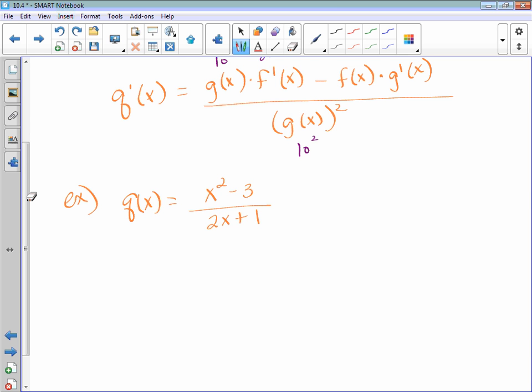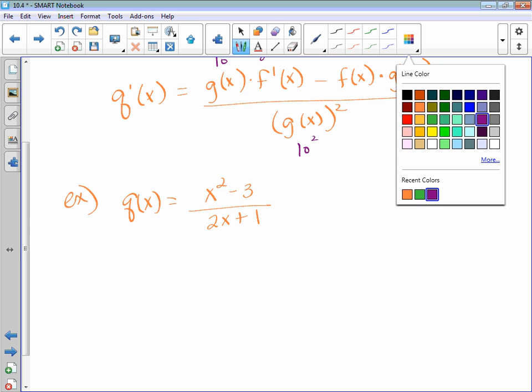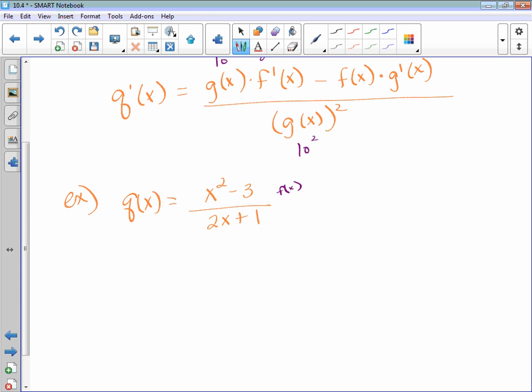And again, either think about your lows and highs or labeling as like this is f of x, this is g of x, or this is high, this is low. I don't care.